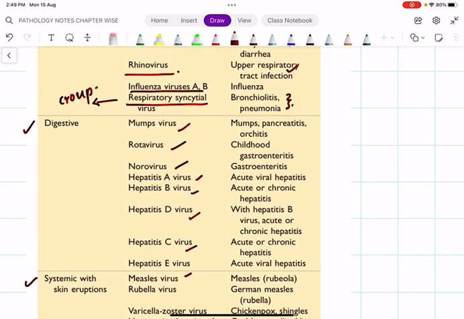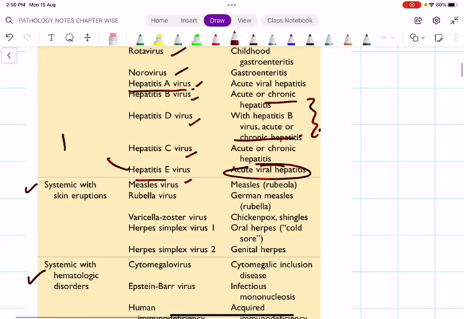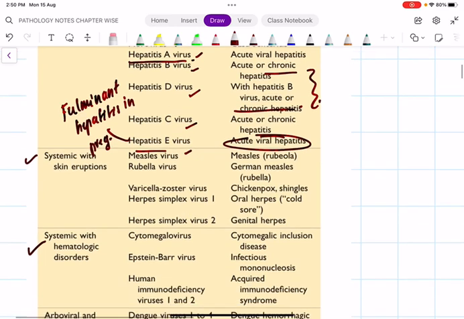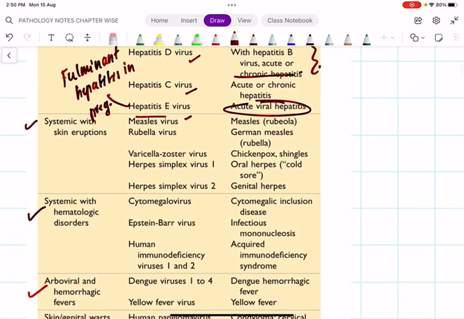Out of that, B and C mainly cause chronic hepatitis, whereas hepatitis A and E cause acute viral hepatitis. A point: hepatitis E virus will cause fulminant hepatitis, especially in pregnancy. Then we have measles, rubella, varicella, herpes simplex 1 and 2.